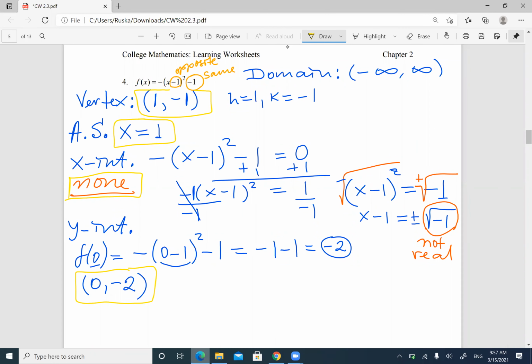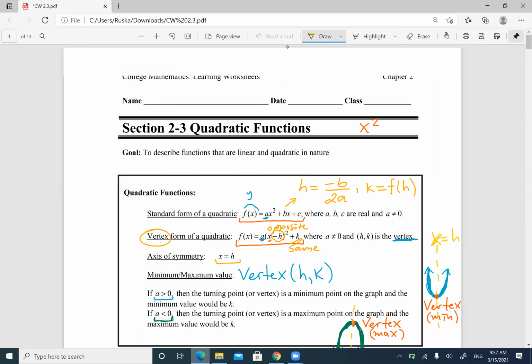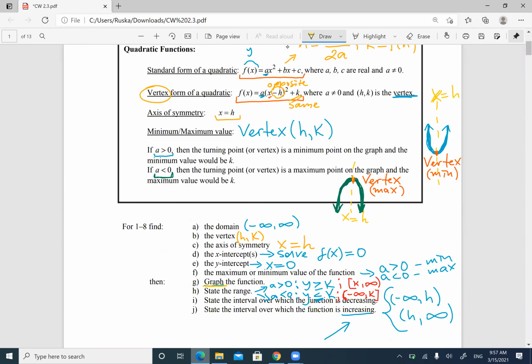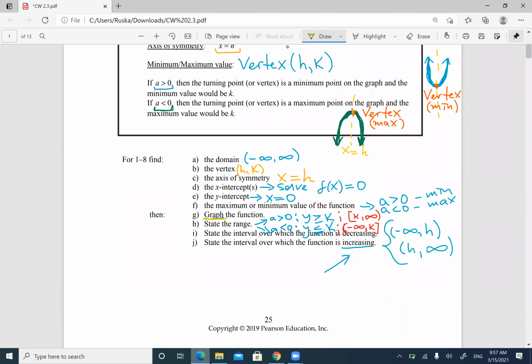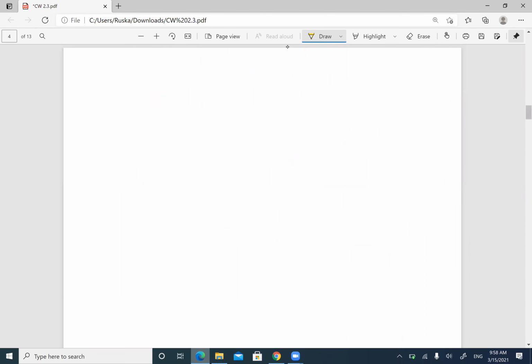Then let's see what else we have to do. We have the x-intercept and the y-intercept. We need to find the maximum or minimum, and then graph. Okay, so let's do that. Maximum, minimum, and graph.